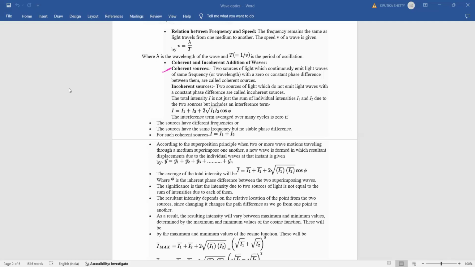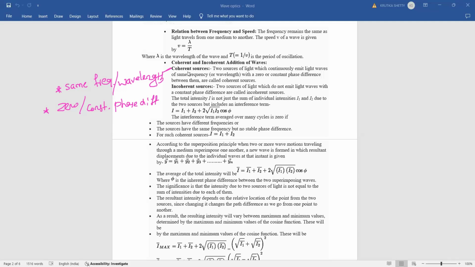The characteristics of coherent sources: they should have the same frequency. The same frequency must be there, or you can also say they must be of the same wavelength, with zero or constant phase difference. So what characteristics must coherent sources have? Either they should have the same frequency or the same wavelength, and they should have zero or constant phase difference. Those types of sources are called what?